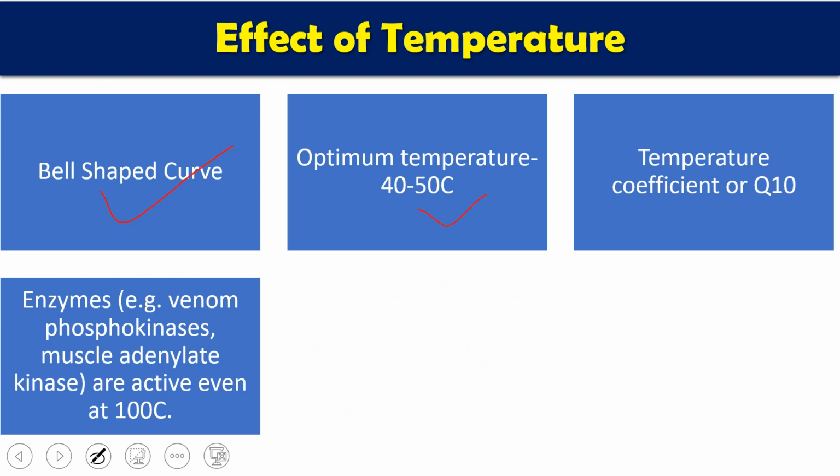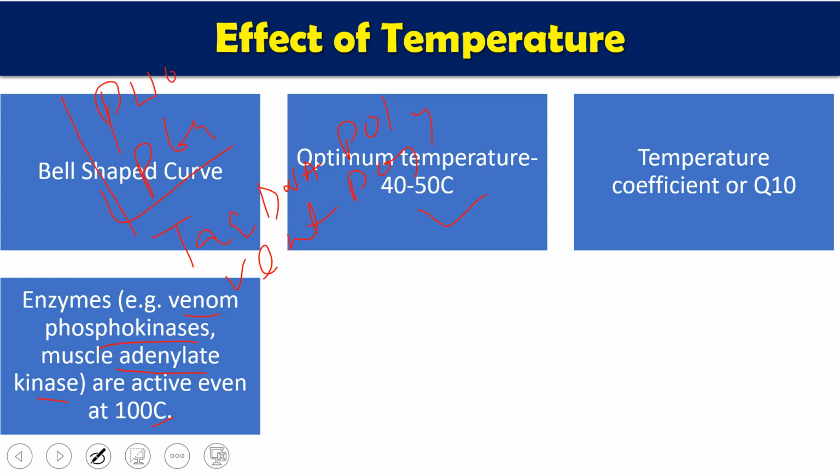Most enzymes are normally active at 40 to 50 degrees centigrade, that we know, but there are a number of enzymes which work even at higher temperature, like snake venom phosphokinases and muscle adenylate kinase. They are even active at 100 degrees centigrade. Not only these enzymes, there are a number of DNA polymerases, which we call thermostable DNA polymerases, like Taq DNA polymerase, Vent DNA polymerase, Pfu DNA polymerase, or Pwo DNA polymerase.